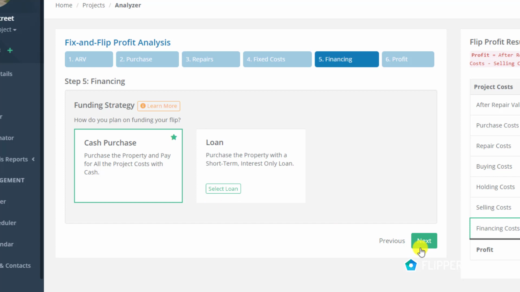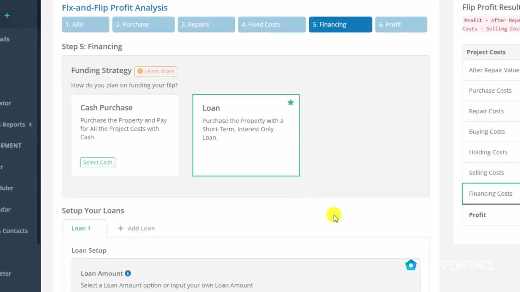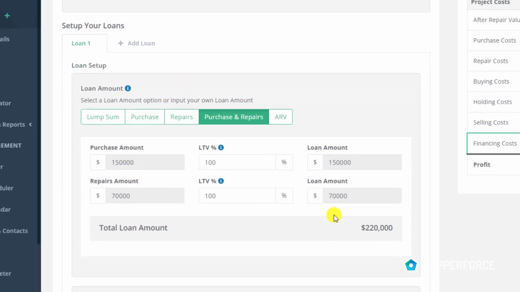Now, if you aren't going to be using your own cash and you're going to be using other people's money to fund your projects, you'll want to select the loan option. The most common way to use other people's money is to get a loan from a hard money lender or a private money lender, where the lender gives you an interest-only loan and in return you pay the lender monthly interest for funding your project. So that's the way we have our loans set up here. The loans are interest-only loans where you're only paying interest on the loan and you're not paying any kind of principal like you would on an amortized loan.